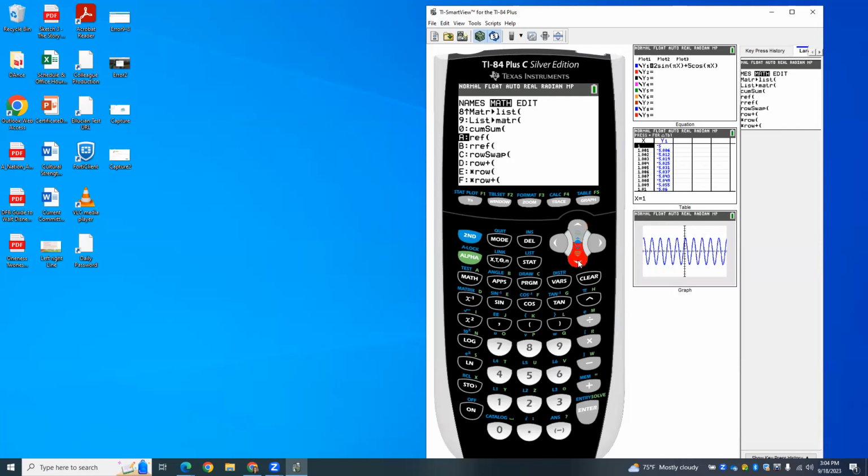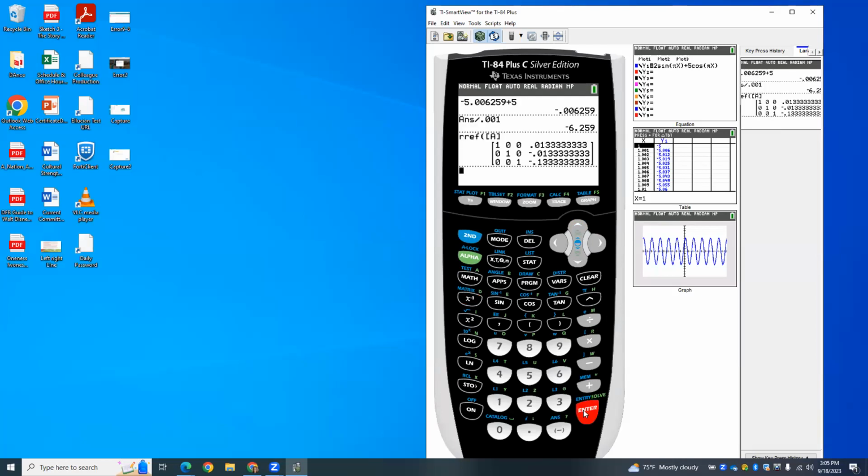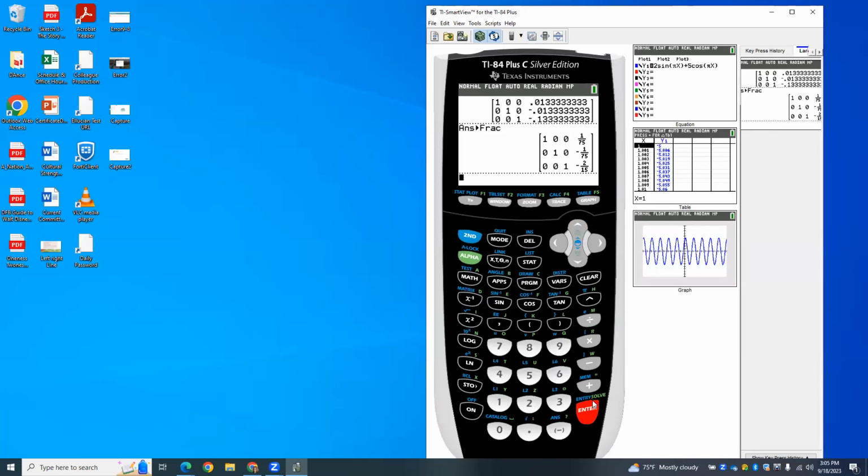So RREF, and then I'm going to recall matrix A. I'm going to hit second x negative 1, which takes me to the matrix, and then I can see these numbers here. I can also do the math fraction option that we talked about before, where it turns these numbers over into fractions.